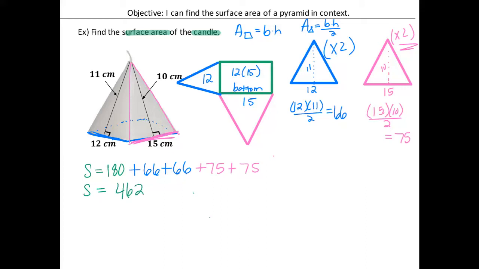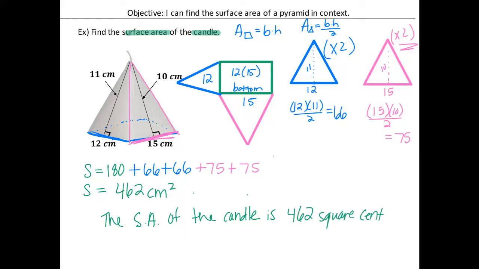462. Okay, thank you. And our units are going to be what? Centimeters, but area is squared. And then don't forget to write just a quick little sentence. We're going to say the surface area of the candle is 462 square centimeters.